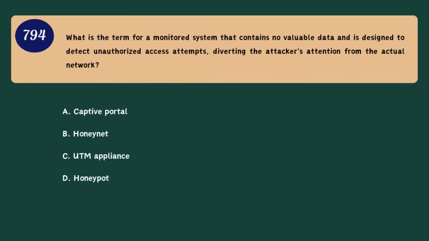Question 794. What is the term for a monitored system that contains no valuable data and is designed to detect unauthorized access attempts, diverting the attacker's attention from the actual network? A. Captive portal. B. HoneyNet. C. UTM appliance. D. Honeypot.